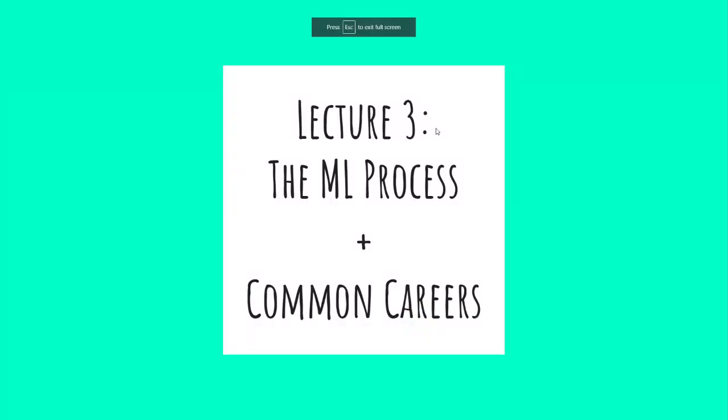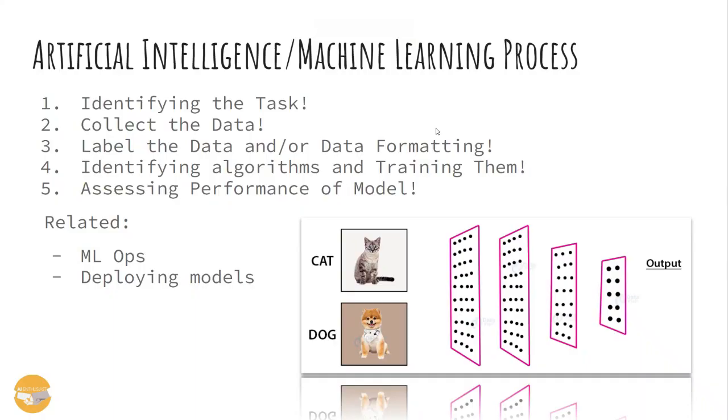So Lecture 3, we're going to be talking about the ML process and common careers. All right, so let's get started. The first thing we're going to talk about is the AIML process. The videos that we've gone over before this video are leading up to this slide essentially. The AIML process is 5 high-level tasks.